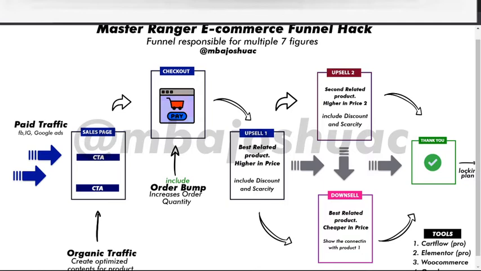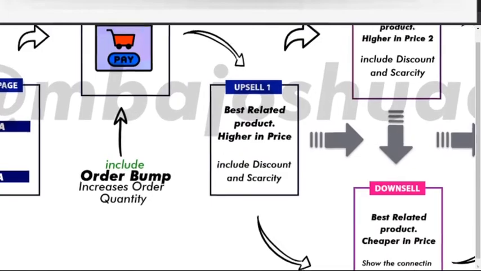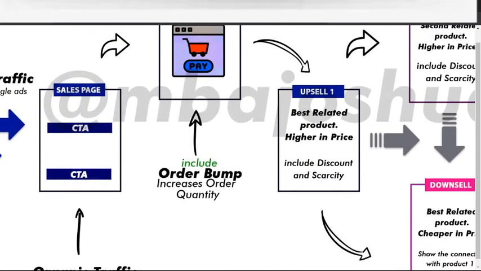Can I include a tummy belt here? All right, we can also include a tummy belt here as the first upsell. Most times, and always, the reason it's called an upsell is because the product we are selling here is costlier than the product we are selling on the sales page.